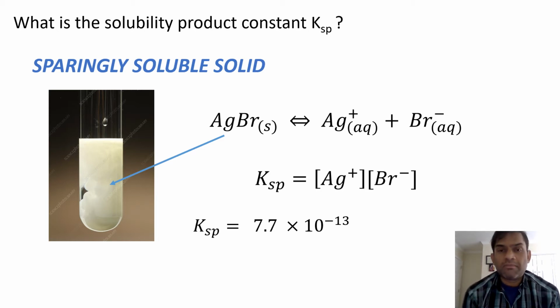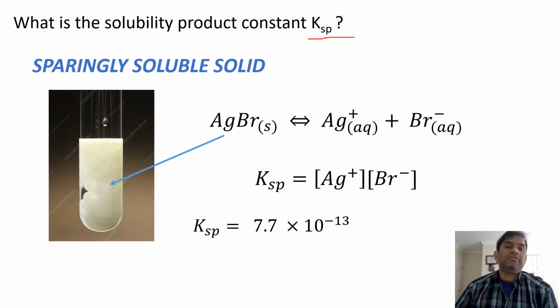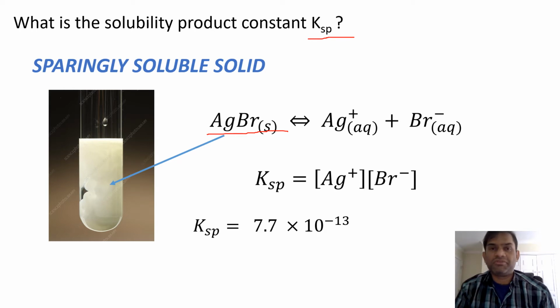In this video, we will talk about Ksp. Ksp is an equilibrium constant that has to do with what is known as a sparingly soluble solid. So we have solids here, but sometimes when you have a reaction that forms a precipitate, such as silver bromide here, you don't always get 100% precipitate.